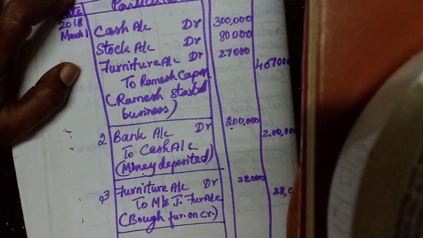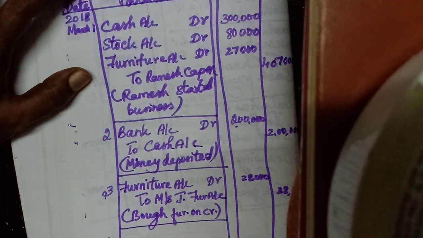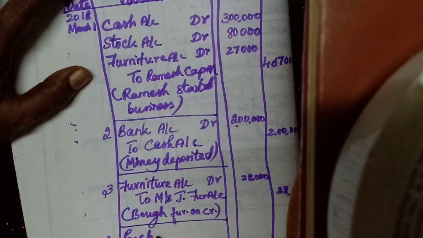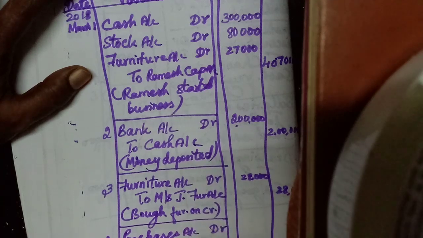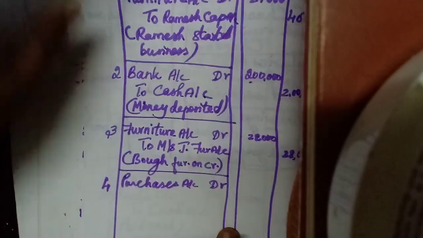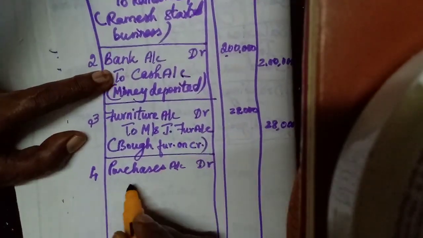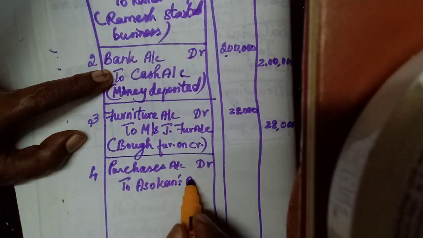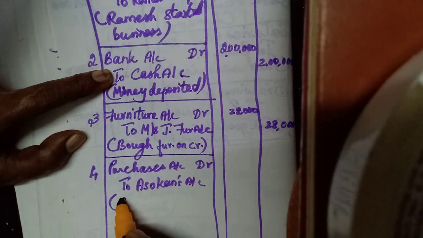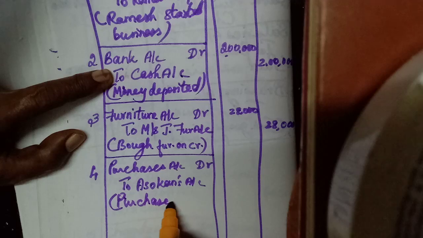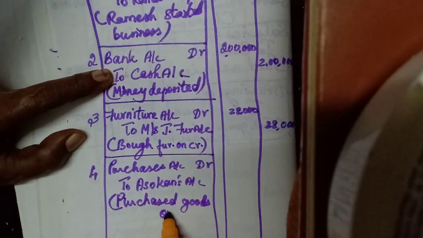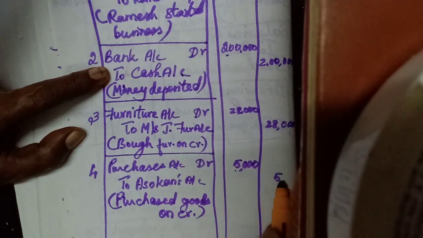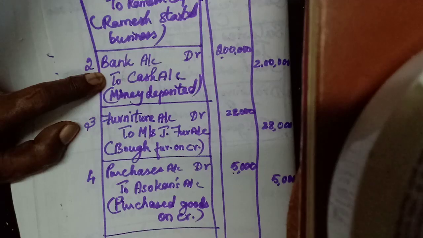Then 4. Purchased goods from Asokan for 5,000 by paying through debit card. So we have purchased goods. Immediately you write purchases account debtor. If we purchase for cash, we can write cash. If we purchase on credit, we should write the person's name. From whom we are purchasing, Asokan. So Asokan account. Asokan's account or Asokan account we can write. Okay. Purchased goods on credit. 5,000. Draw one line.